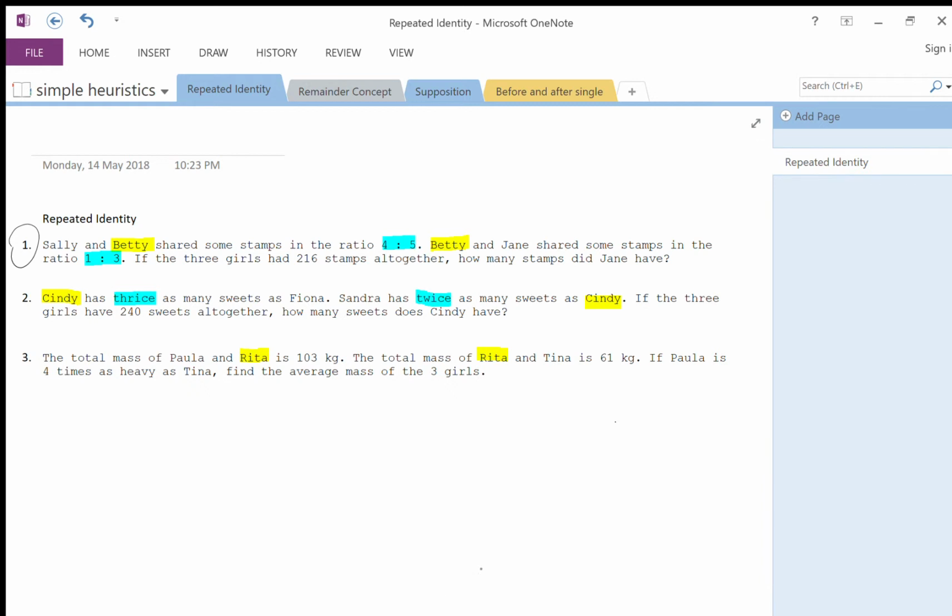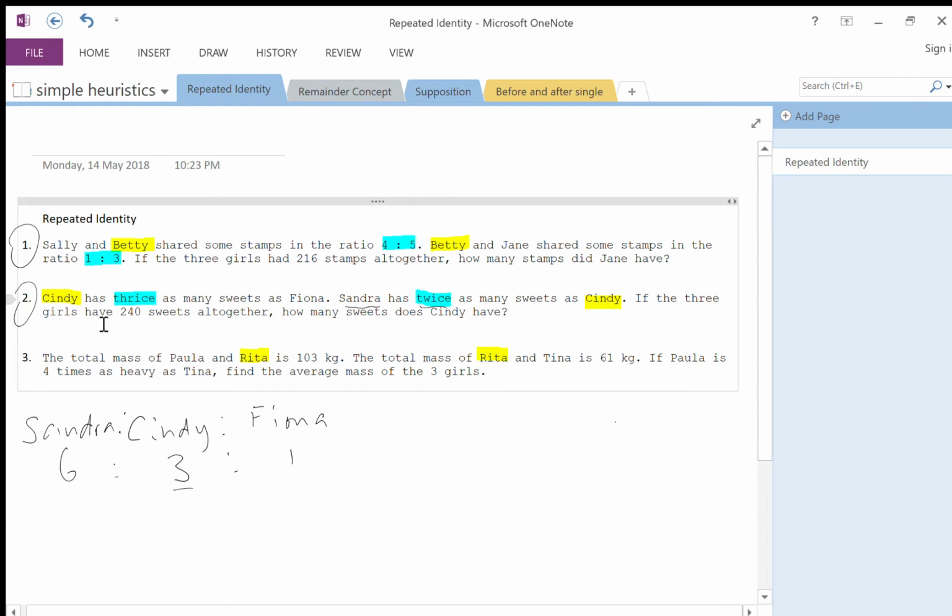So let's look at the 3 persons again. So first one is Cindy, who has 3 times as many as Fiona. So the ratio is 3:1, right? And Sandra, number 2, Sandra has twice as many as Cindy. So if I were to put Sandra here, Sandra has twice. Now if Cindy is 3, Sandra must be 6.